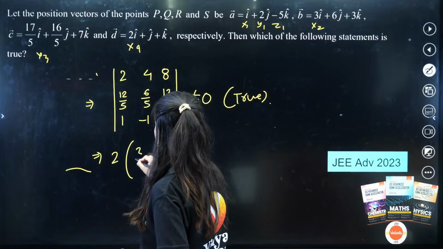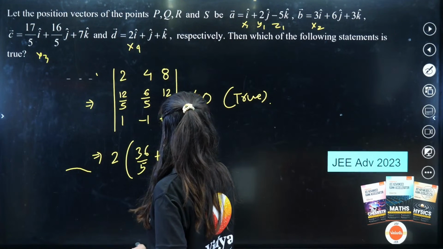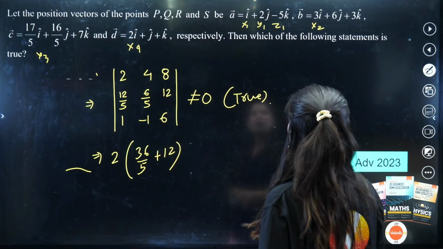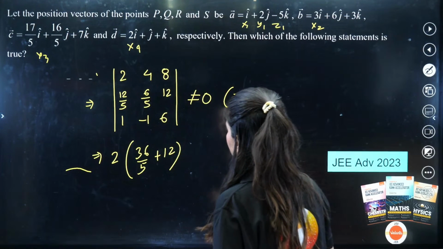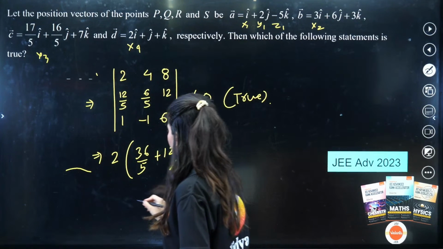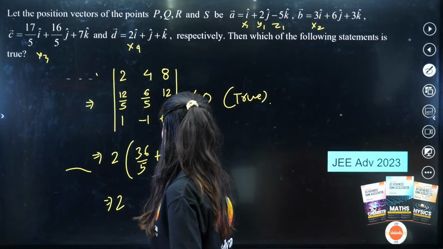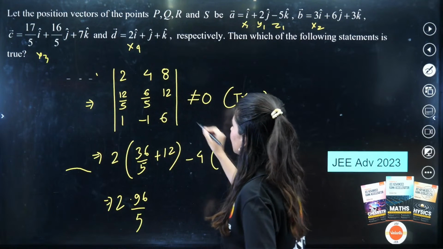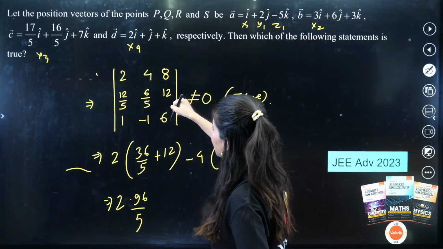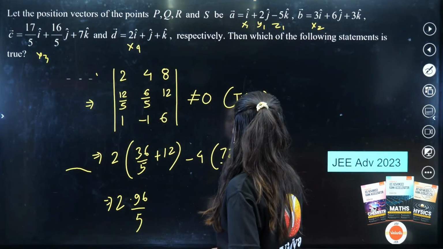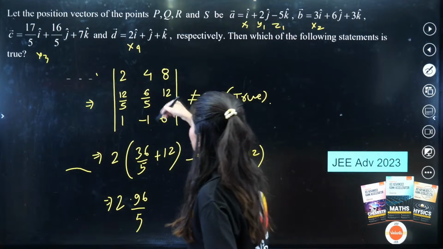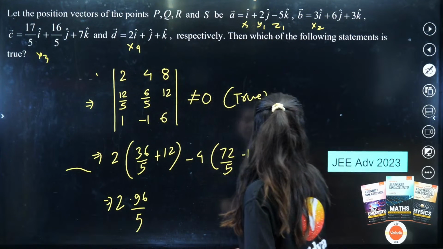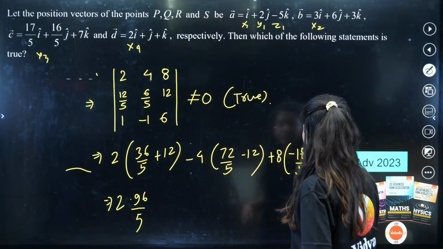6 6s are 36 by 5 plus 12. Correct? 1 minus 1. Yes. So this is going to be twice of 5 2s are 12, 66 or 96 by 5. Minus 4 times we are going to have 12 6s are 72 by 5 minus 12. Then we have plus 8. So we have minus 12 by 5, minus 6 by 5. So this is going to be minus 18 by 5.